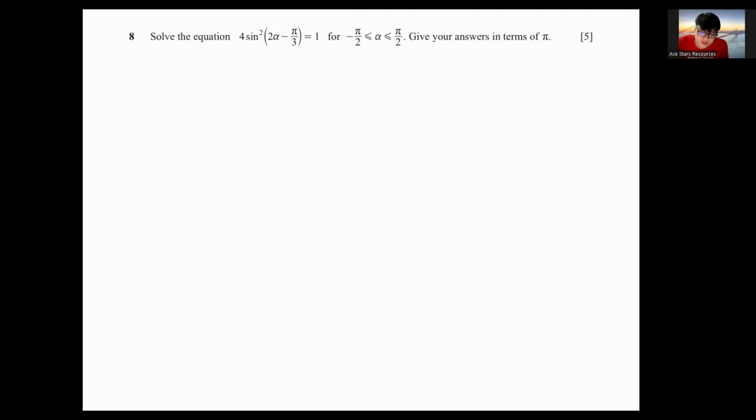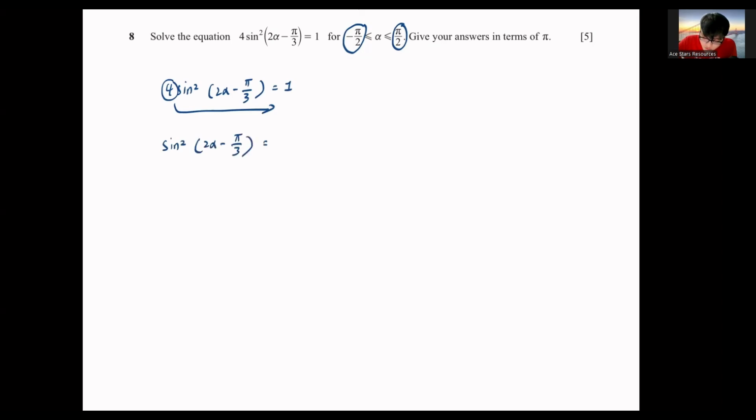Alright, question 8. Solve the equation 4 sine square of 2 alpha minus pi over 3 is equal to 1. For this one, remember you have to rotate clockwise directions as well. Things might look simple here, but you actually have 5 marks, so the working might be a bit longer. Take the 4, move over to the other side, so it's going to be sine square of 2 alpha minus pi over 3 equals 1 over 4.